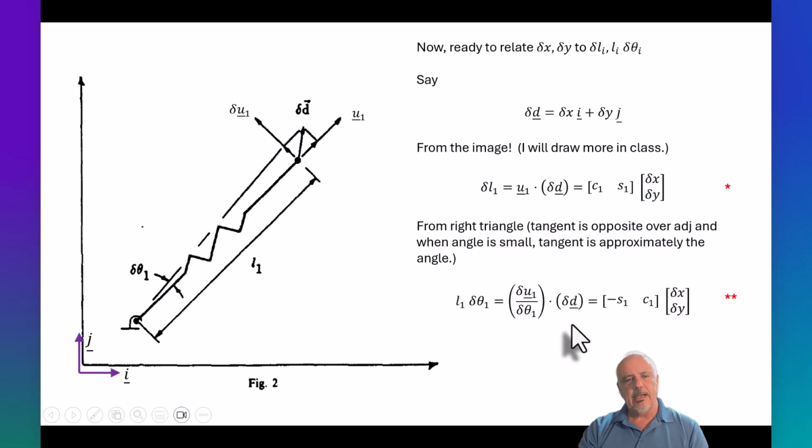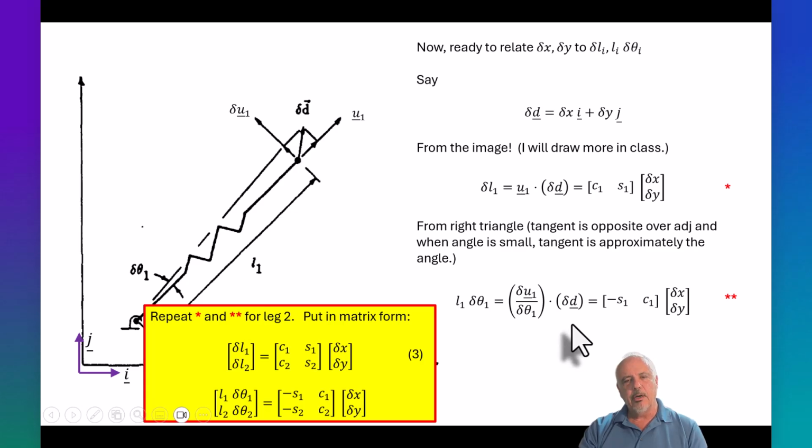And then we're going to rely on that, and we're going to set up two more equations, equation 3 and equation 4, after we repeat it for leg 2. This is only shown for leg 1, but we repeat it for leg 2. And we get a 2 by 2 times a 2 by 1, giving us a change in lengths of the two springs. We're going to have a 2 by 2 times a 2 by 1 that gives us L1 delta theta 1, L2 delta theta 2. So we're really ready to put everything together and get our stiffness matrix.